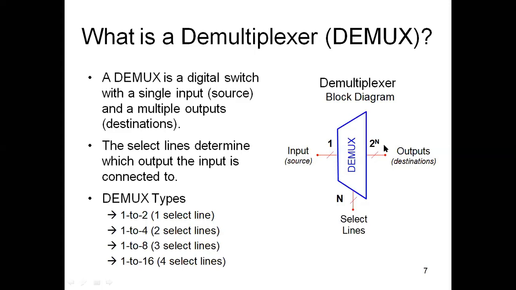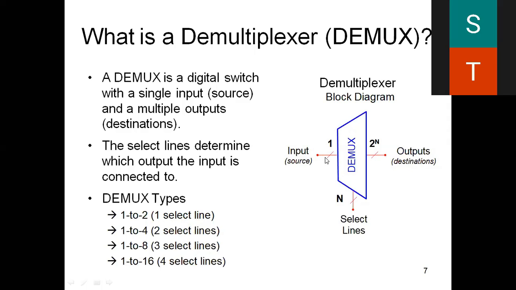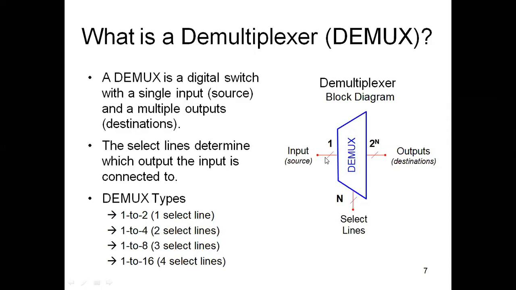And how many selection lines are required here? n selection lines. That is the demultiplexer. It is the inverse operation of a multiplexer. It receives the information on a single line, the source, but it produces 2 power n outputs. And how many selection lines will it require for a demultiplexer? n selection lines.